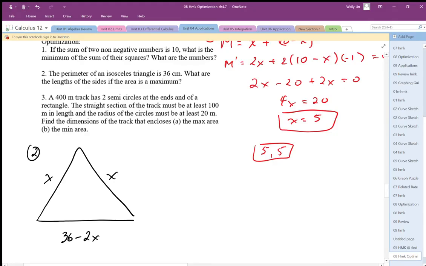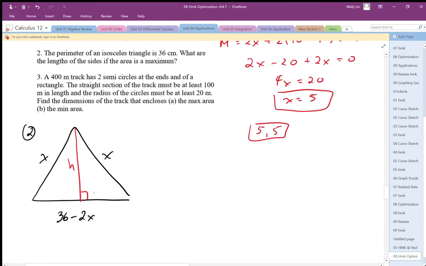To maximize the area, I need the base times the height. So that length here, which I already have, and the height. Okay, so I need an expression for that height. Well, that height is going to be generated by using this right triangle, because I know this length here in terms of x, I know this length here in terms of x. So the height then can be calculated this way.